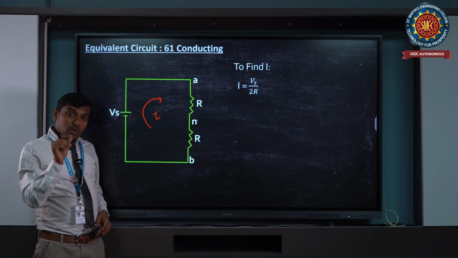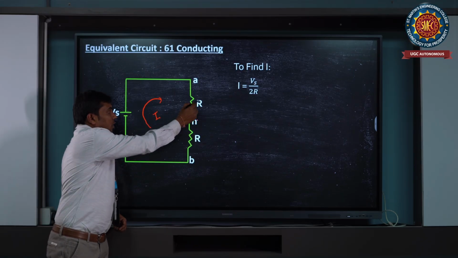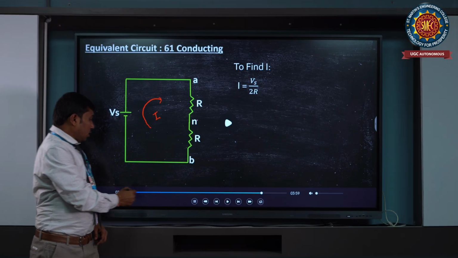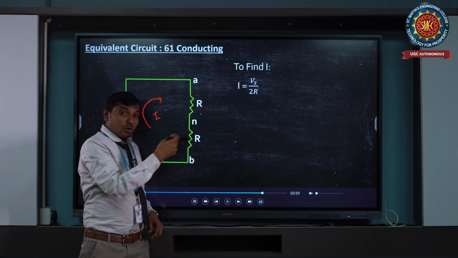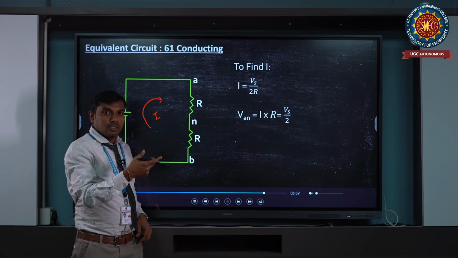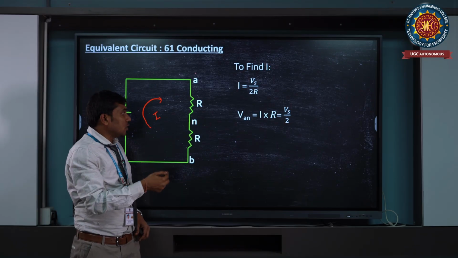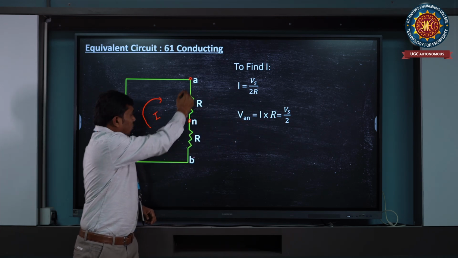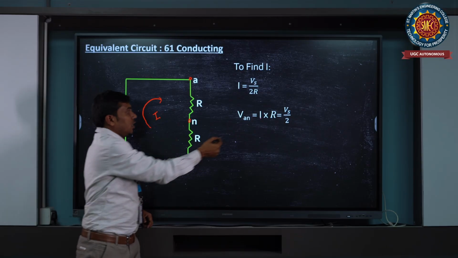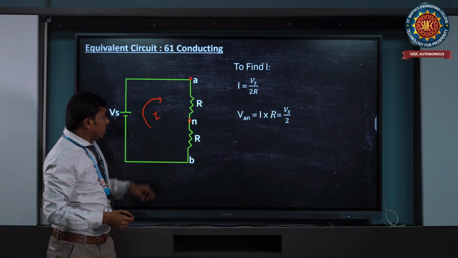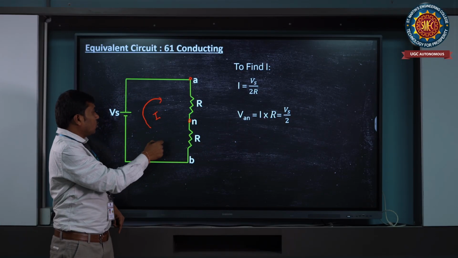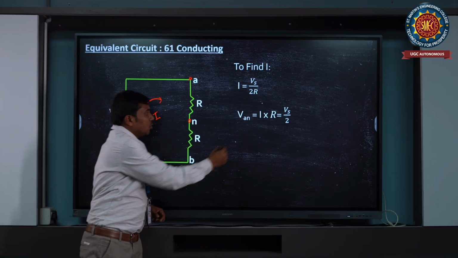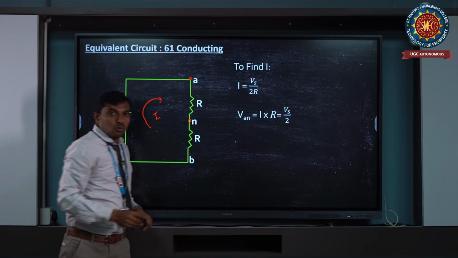But remember, as I told earlier, the current value will change based on the type of load only. If the load changes, the shape of the current waveform changes. Then Van is equal to I into R, because this is the phase voltage, and if you take A to B, it is a line voltage. Van is equal to I into R, which is equal to Vs by 2. Similarly, what is Vbn now? Vbn is equal to minus Vs by 2, because it is connected to the negative terminal. Therefore, you get Vbn as minus Vs by 2.